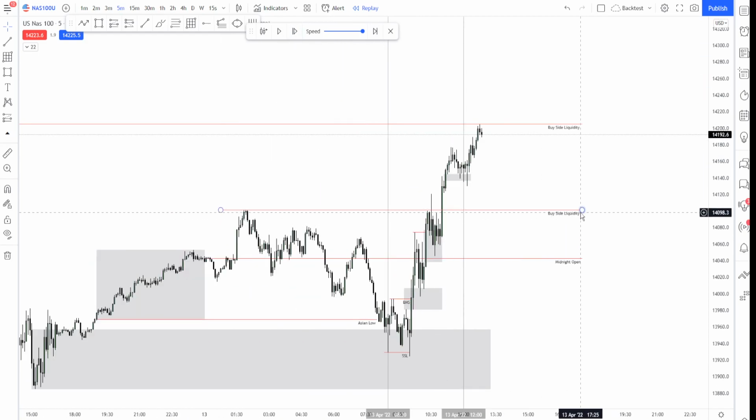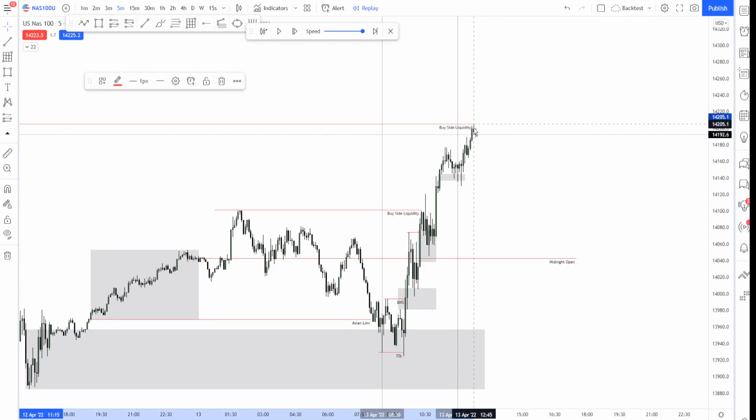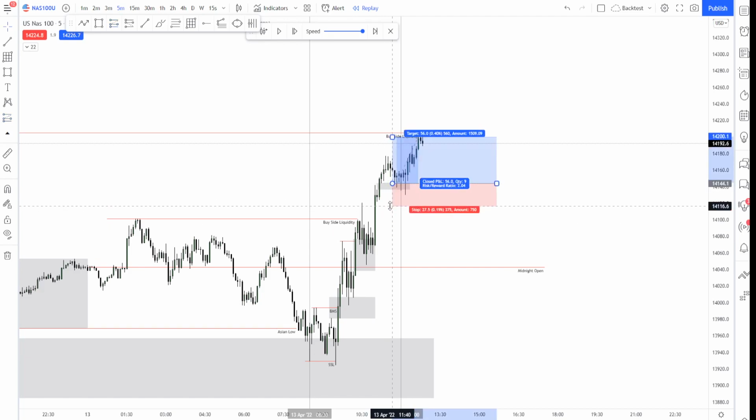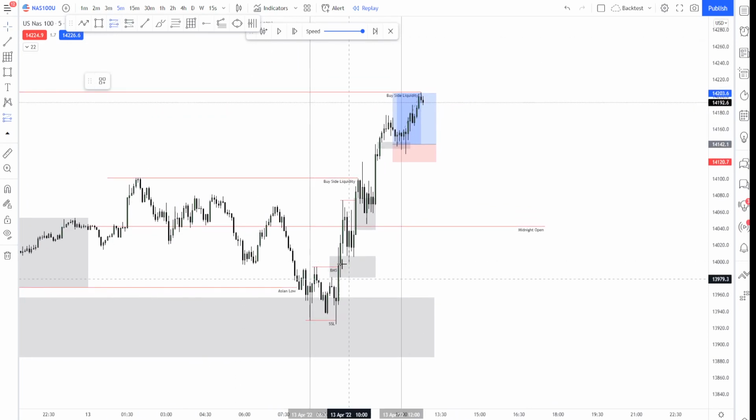Taking out the buy side liquidity. So this first buy side liquidity pool was met, and so was the second one. Right here, we could have taken another one. And yeah, so here are your 3 entries you could have taken.